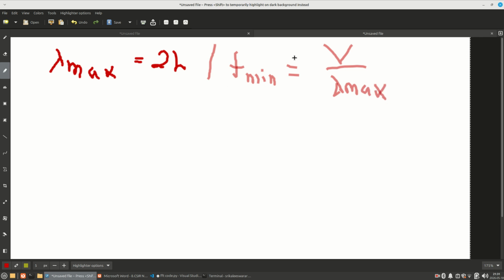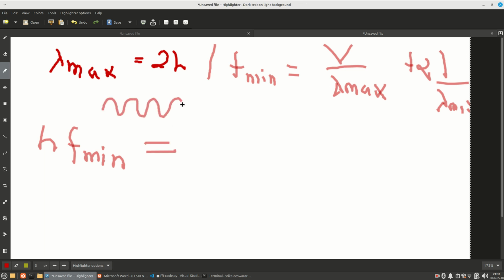Here you can see the relation. F minimum is inversely proportional to lambda max. V is the velocity of the phonon. There is another equation for phonon energy, which is h F minimum. h is Planck's constant, and F minimum is the frequency of the phonon. Like this would be the wave and this would be 1 second, so the frequency is 1, 2, 3, 4, 5. The number of vibrations per second is the frequency.